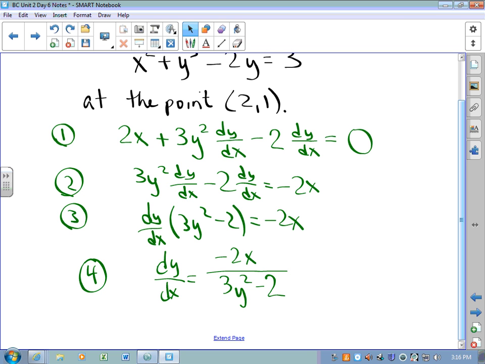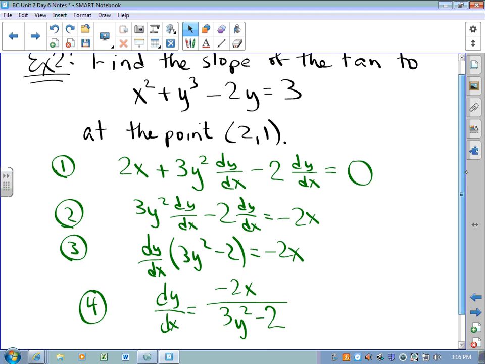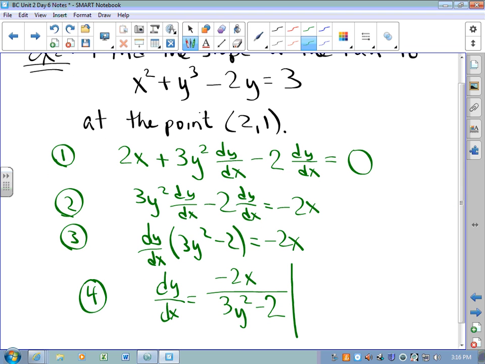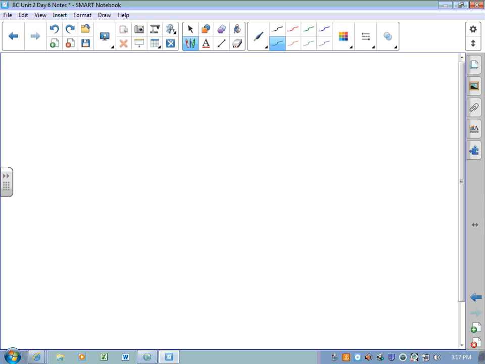I want the slope of the tangent at (2, 1). So I evaluate this at (2, 1), and that gives me negative 4 over 3 minus 2, which is negative 4. Every problem has the same rhythm.